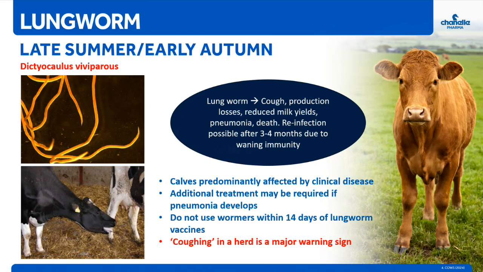The final nematode we should consider is Dictyocaulus viviparus, or lungworm. This parasite causes coughing and severe respiratory distress, often called hoose or husk, and is often seen in the late summer, early autumn. Calves are particularly at risk when grazed, leading to production losses, weight reduction, and potentially death.